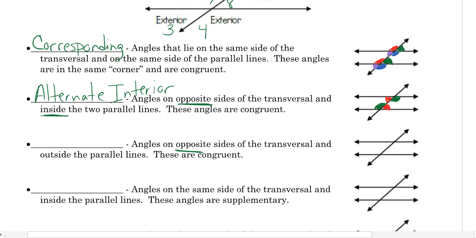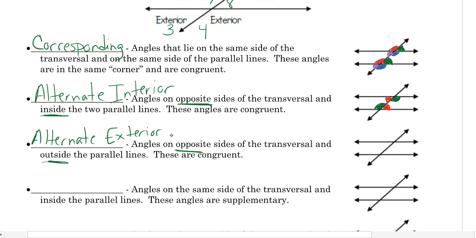Okay, we also have angles on opposite sides of the transversal and outside the parallel lines. So opposite we know correlates to the word alternate, and if it's outside, we know we call those exterior. So these are going to be alternate exterior angles.